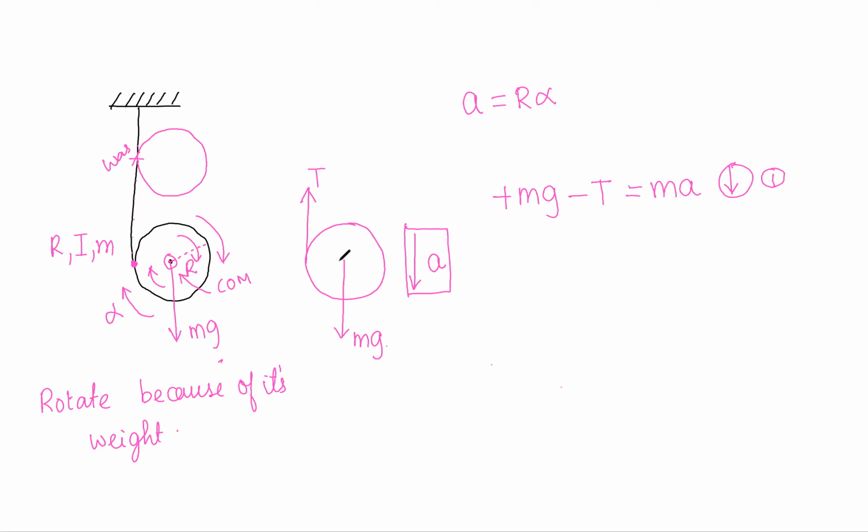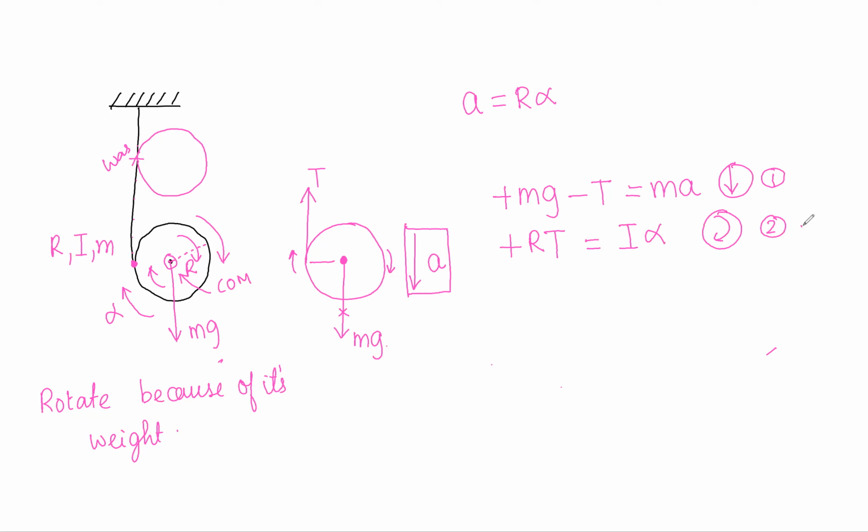So the center of mass of the wheel, this one is my axis of rotation, and I can see that the tension is providing a torque, whereas weight is not going to provide any torque. So I will write plus RT. Why plus? Because that is the angular acceleration. So plus RT is equal to I into alpha. That is for rotation. Second equation.